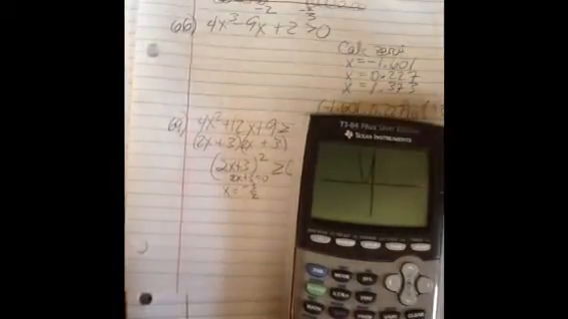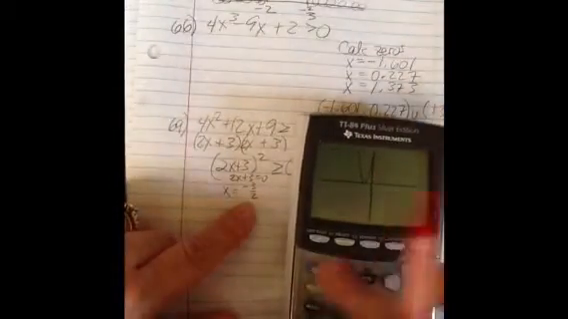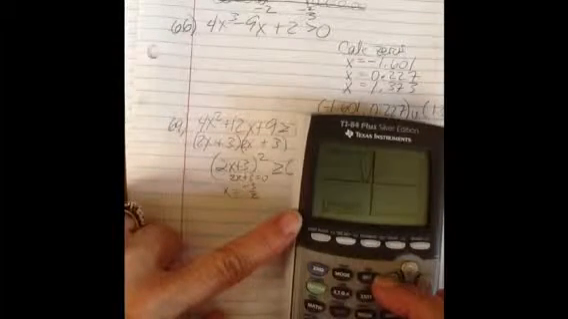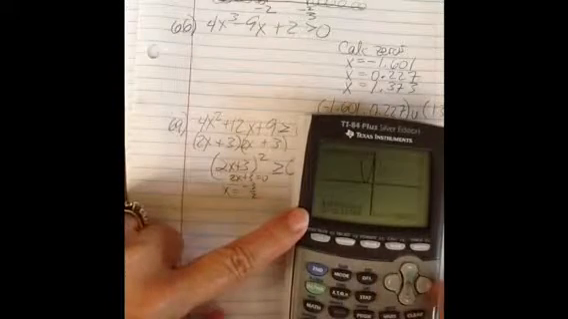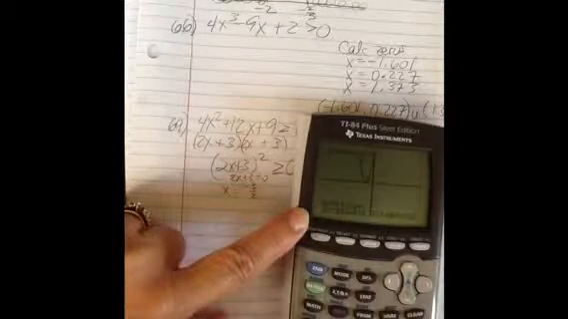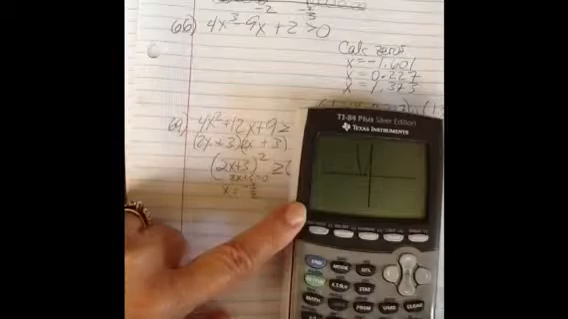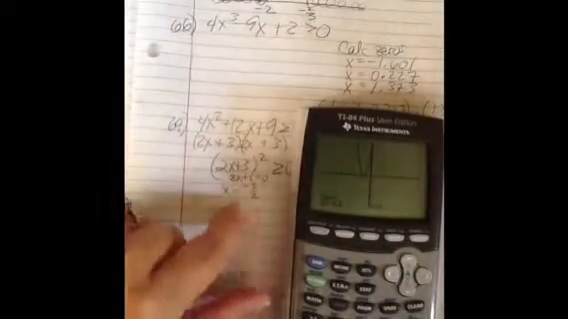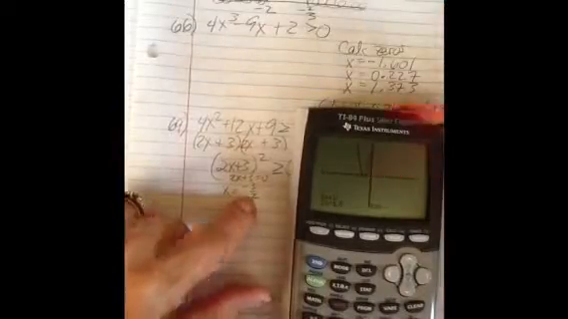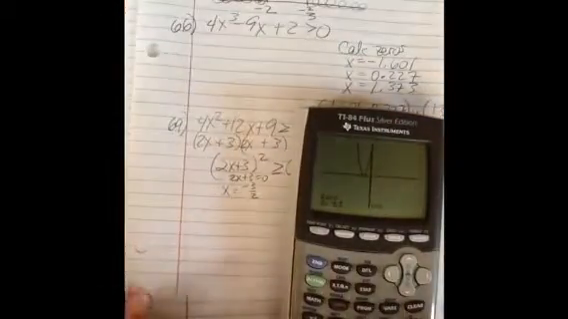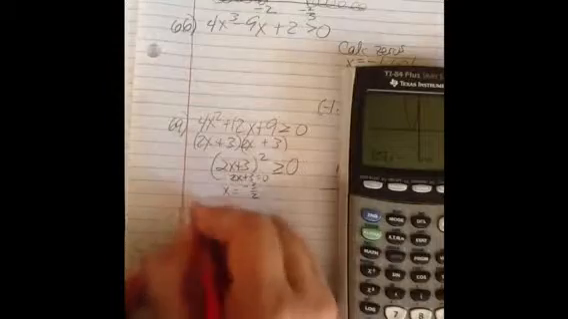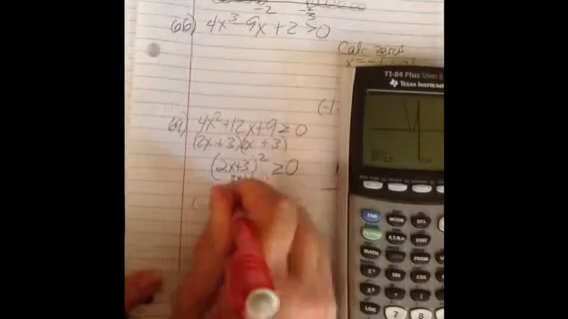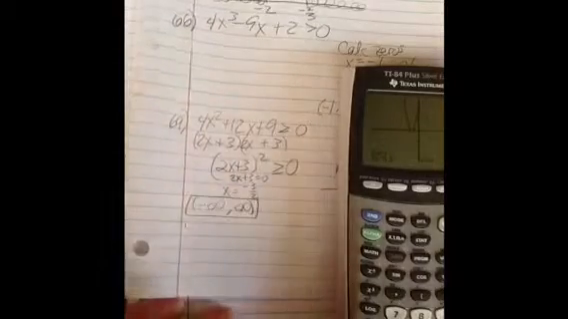All right, I found my 0. Now I could do second, calculate 0. And let's see, I got to go to the left of it. I got to go to the right of it. And it gives me the 0 at negative 1.5. Well, all the x values, that's the only one that makes it equal 0. Everything else makes it above. So if I'm going to put this in interval notation, everything will work, including my 0. So it is all real numbers.